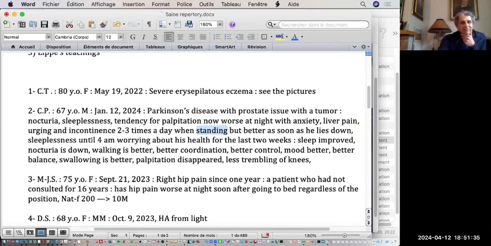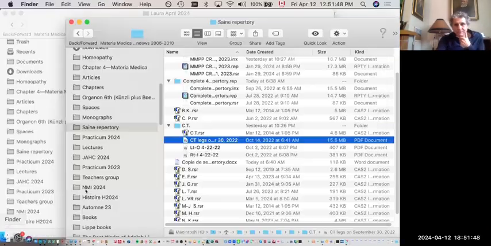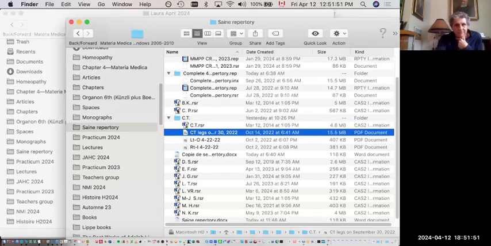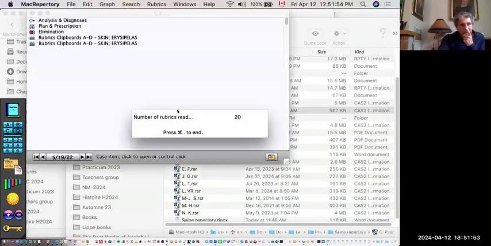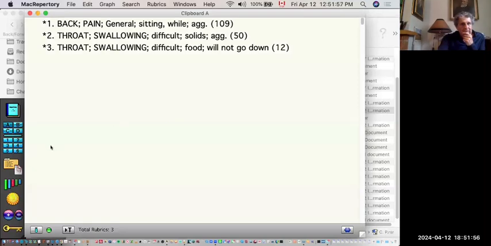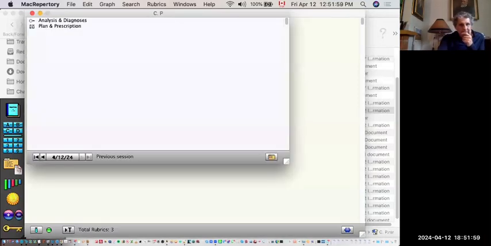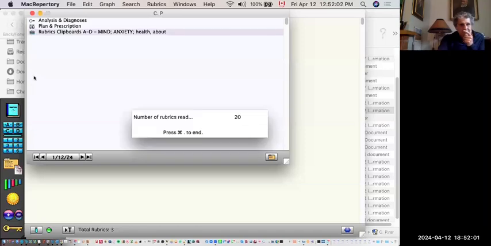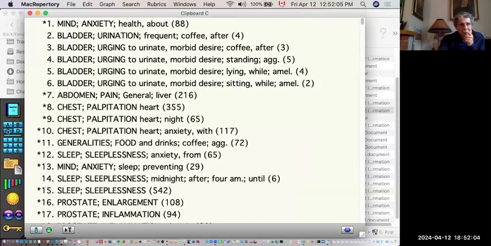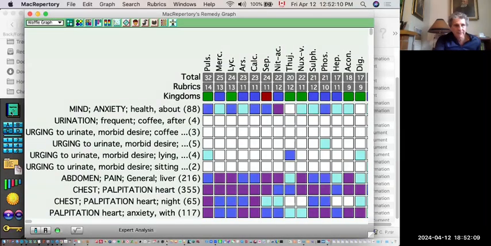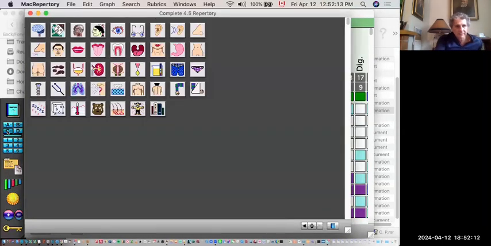And he was sleepless until 4. So really sleepless, because he's been worrying about his health for the last 2 weeks. Okay, so if we look at his case, that was CP. And this was in January, January 12th. Yeah, it's the same as this one. So, anxiety about health. This is with the complete repertory, I believe. Let's look. Yeah, this is the complete repertory.